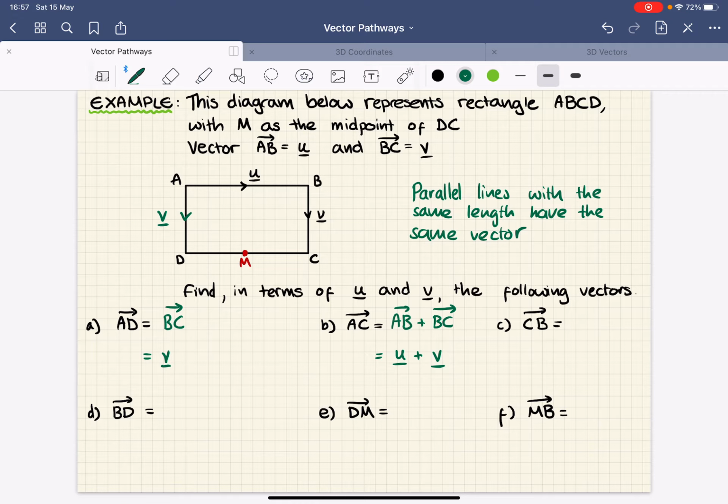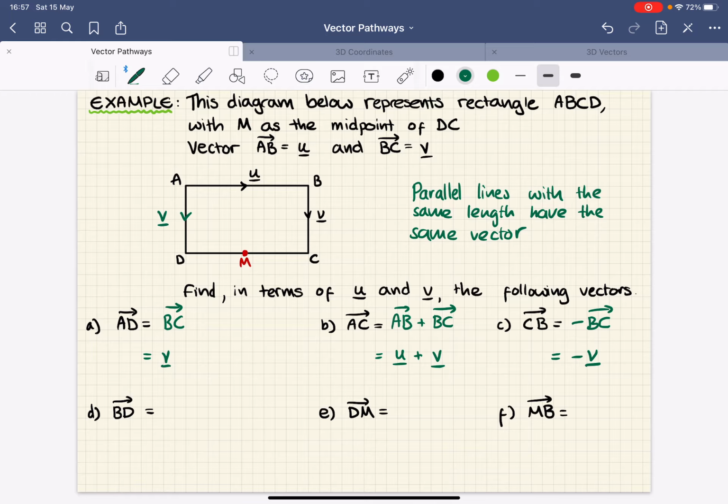This time I want to go from C to B. Now the thing to keep in mind, I know that B to C is this vector V, but if I'm doing from C to B, I'm going against the arrow that was here. And when you go against the arrow, then it's going to be the negative version of it. So essentially I'm doing the negative version of B to C. So that means I'm doing negative V.